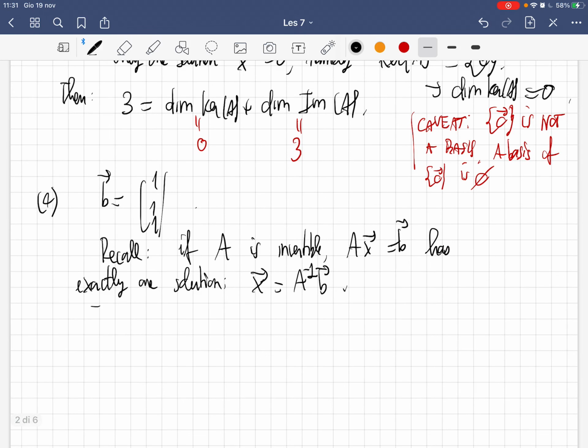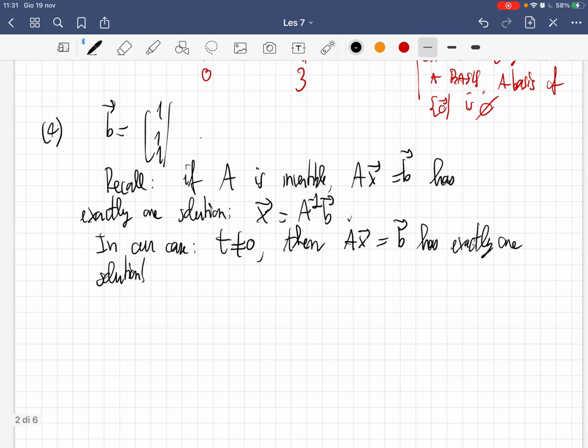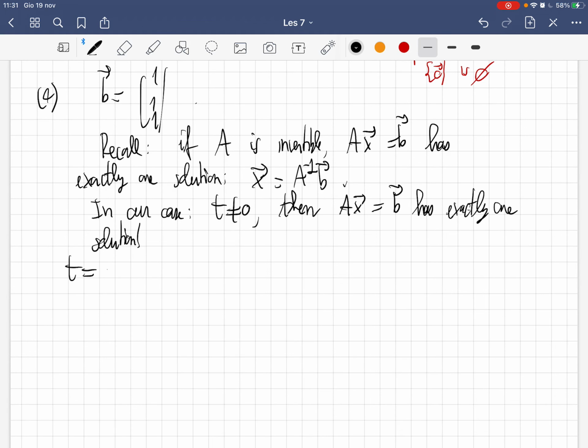So in our case, if t is different from 0, then the system has exactly one solution. So it remains to look at t equal to 0. We have to look, you can't avoid this, because it can happen that you don't have solutions, or perhaps you have an infinite number of solutions. So it depends, but you have to look at it.